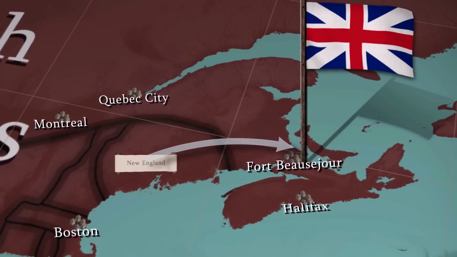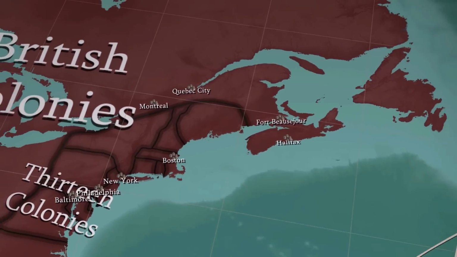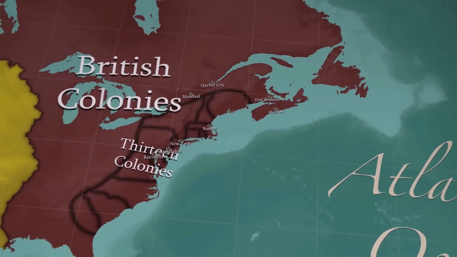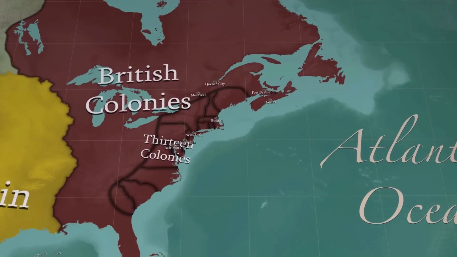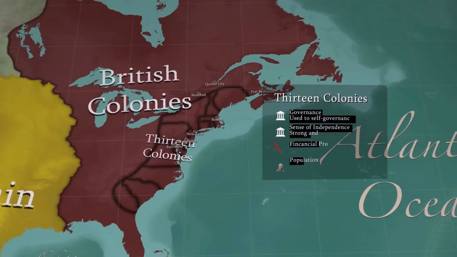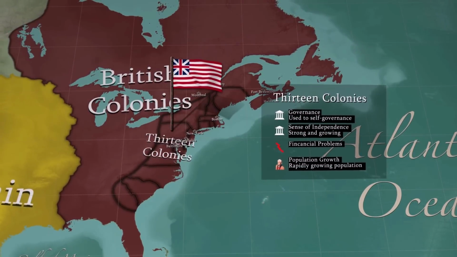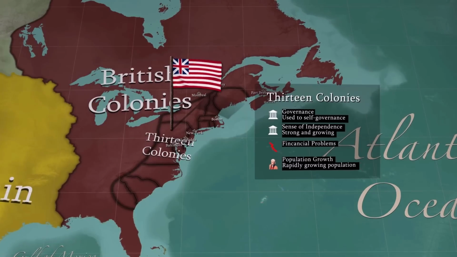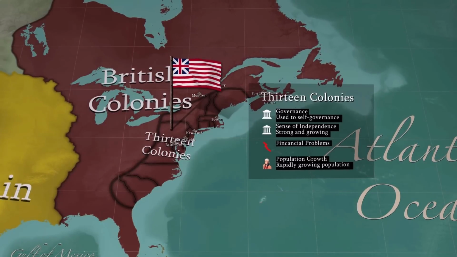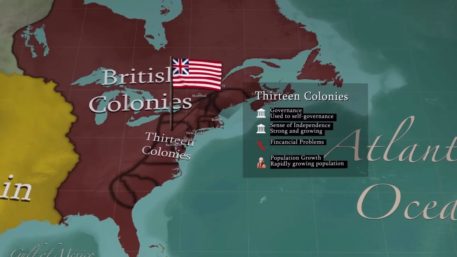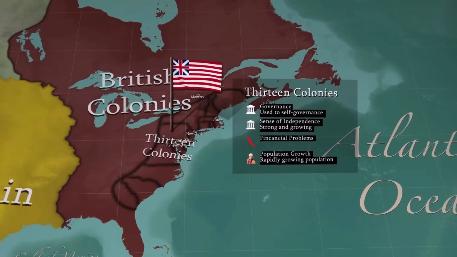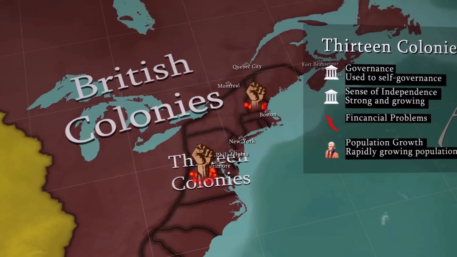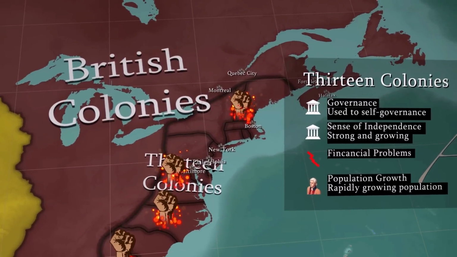It's important to remember at this stage, there was no concept of America and Canada. There were simply the British colonies in North America. The major difference was that the 13 colonies, from Massachusetts to Georgia, were used to self-governance and were fast developing a sense of independence. They felt economically viable, they were increasingly self-sufficient, and they were growing rapidly. And at the end of the French-Indian War, the push for more independence surged.